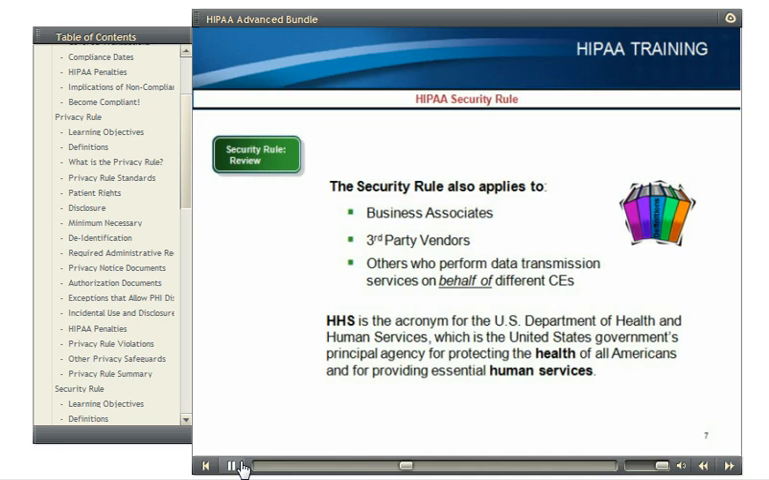HHS is the acronym for the U.S. Department of Health and Human Services, which is the United States government's principal agency for protecting the health of all Americans and for providing essential human services.